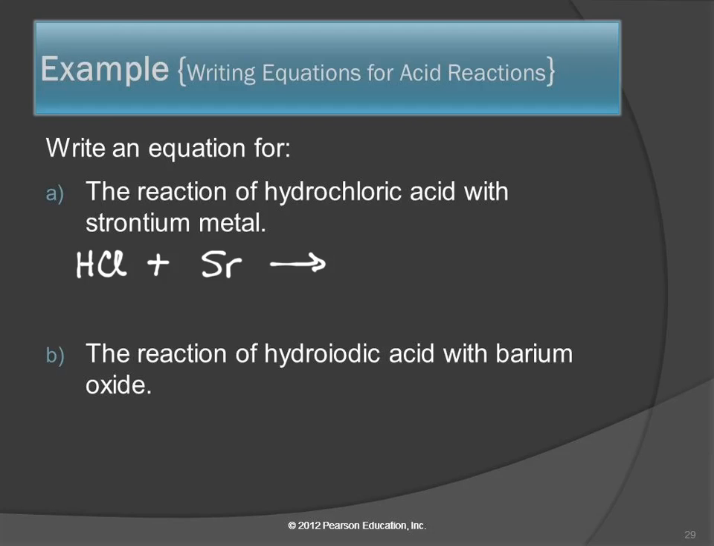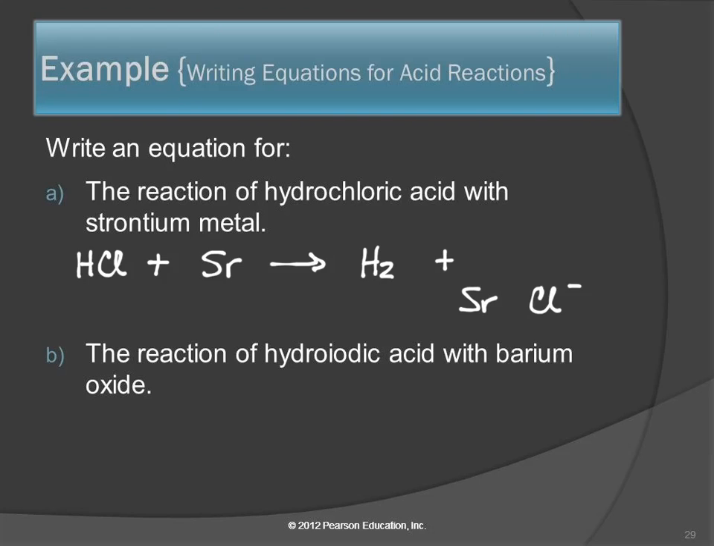So what's this probably going to do? It's going to produce hydrogen gas. Acids that react with a metal produce hydrogen gas and salt, right? So we're going to predict that the products are hydrogen gas, and then we've got strontium and chloride. Well, chloride has what charge? -1. And strontium is going to become an ion.